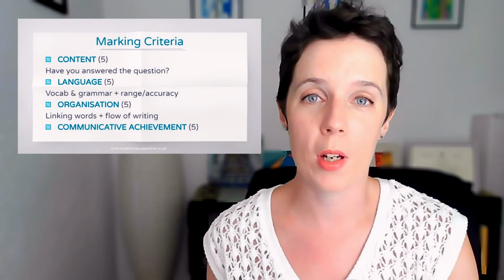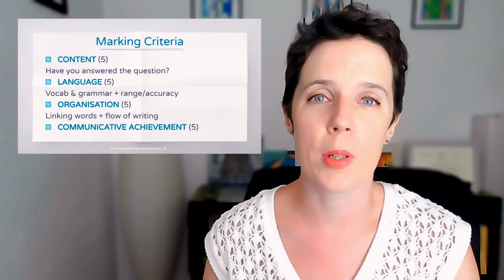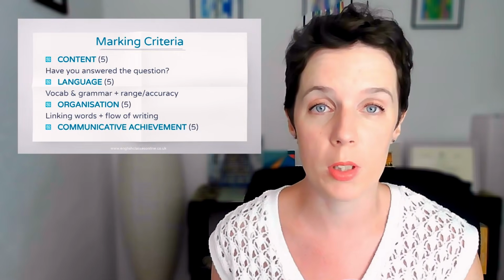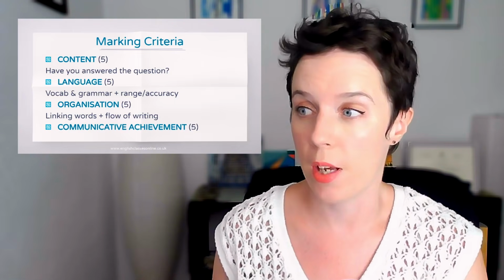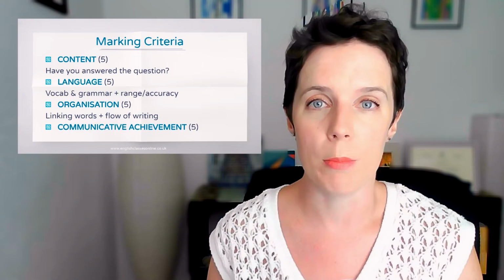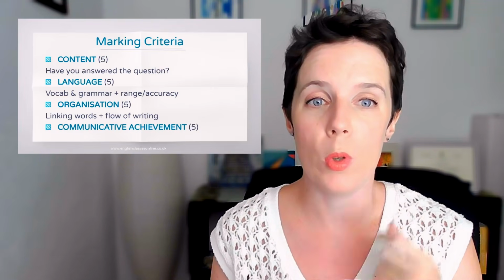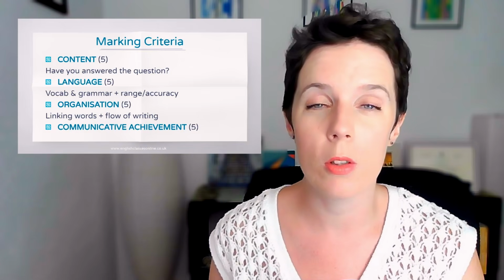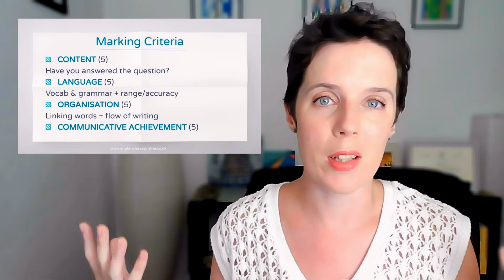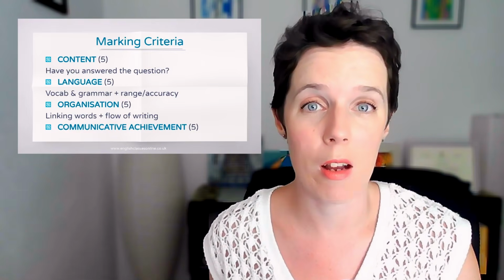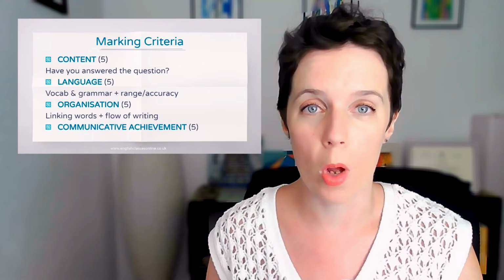So your marking criteria then. Basically, you're marked on 4 different things, and you get a maximum score of 5 points for each of those things. So your first criteria is content. Content basically means, have you answered the question? Have you included all the points that you need to include? Is all of your information relevant? Are you writing information that is not necessary? Okay, so your maximum score there is 5 and your minimum score is 1.